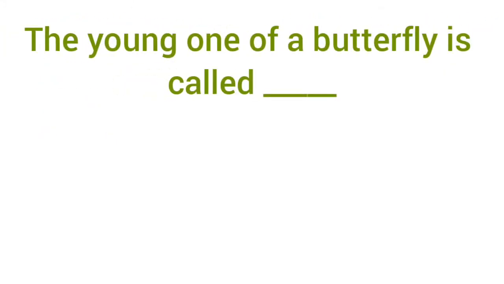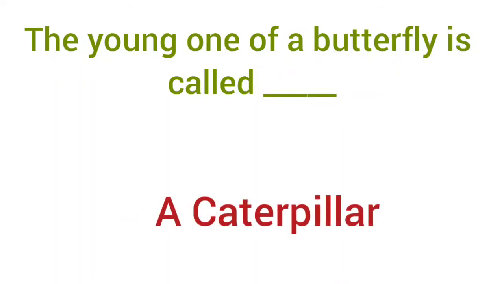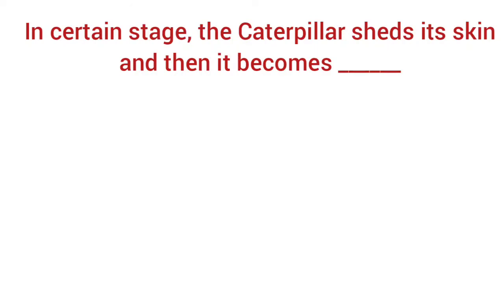Read the second question. The young one of a butterfly is called? Yes, a caterpillar. Right, very good. The young one of a butterfly is called a caterpillar. Very good. Read the third question. In a certain stage, the caterpillar sheds its skin and then it becomes a pupa, right? Very good.